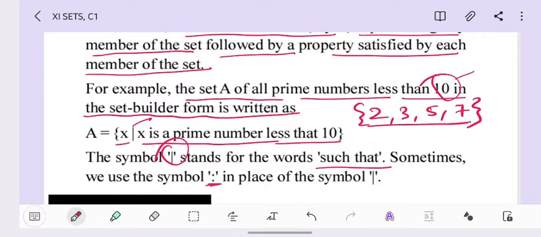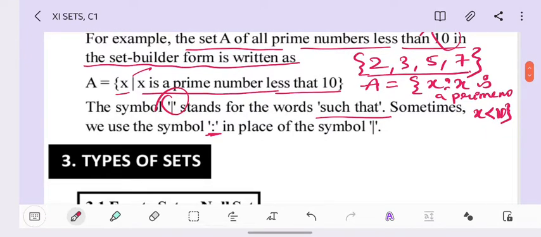In another way, you can write it as A, curly brackets, x such that x is a prime number and x is less than 10. This way also you can write.